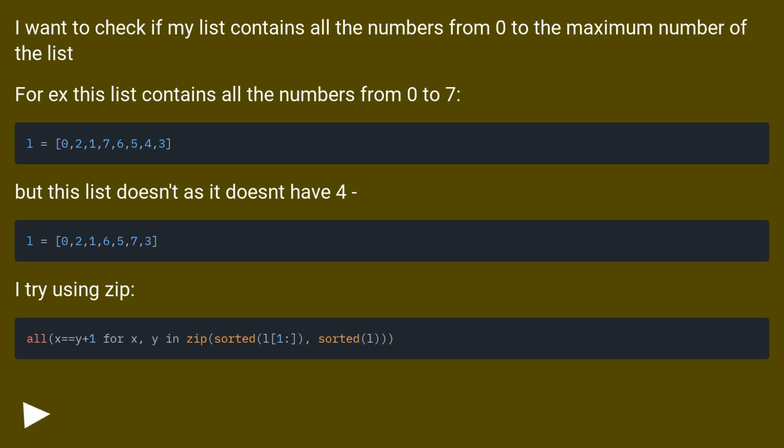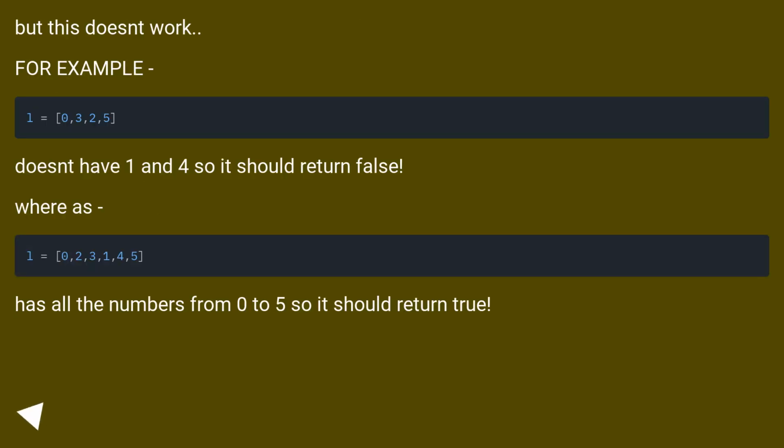I try using zip. But this doesn't work. For example, this one doesn't have 1 and 4, so it should return false. Whereas this one has all the numbers from 0 to 5, so it should return true.